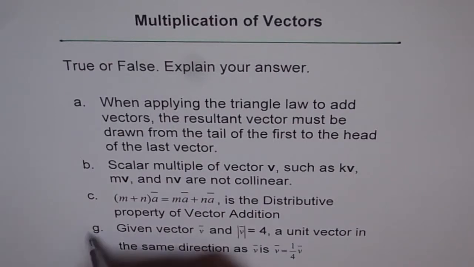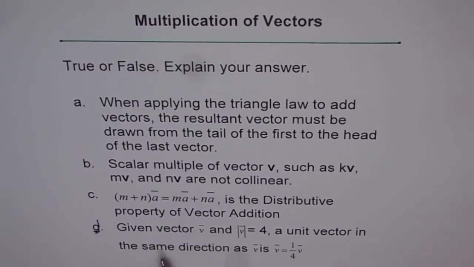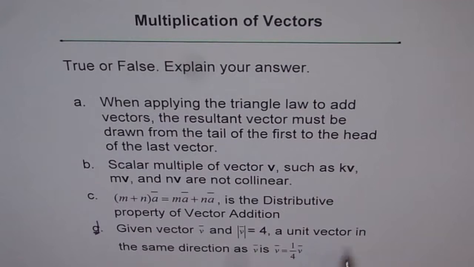And D is, given vector v and magnitude of v equals 4, a unit vector in the same direction as v is 1/4 of vector v. So that is the unit vector. True or false? So I'd like you to go through these questions and then answer. After answering, also justify your answer, right? Here are my solutions.